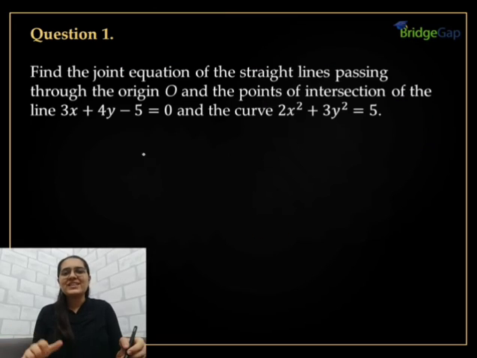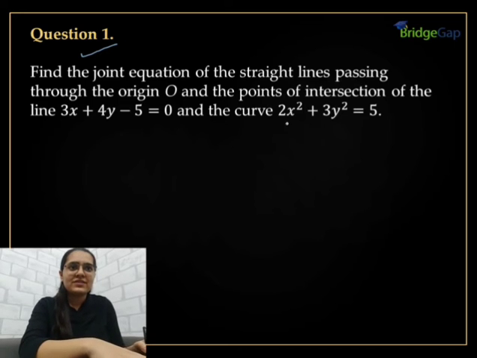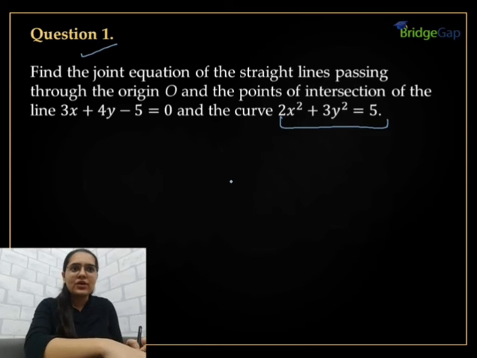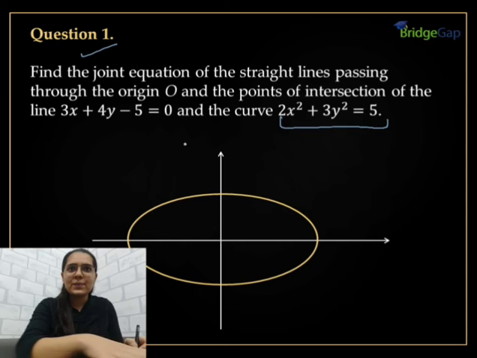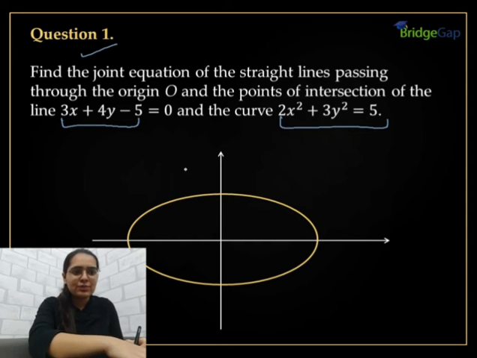Alright. Now let's do a question on this. Question is, find the joint equation of the straight lines passing through the origin O and the points of intersection of this line and this curve. The equation of the curve is given as this, and if you draw it you will get an ellipse. And this is the equation of the line, and if you plot it on this graph, you will get this.